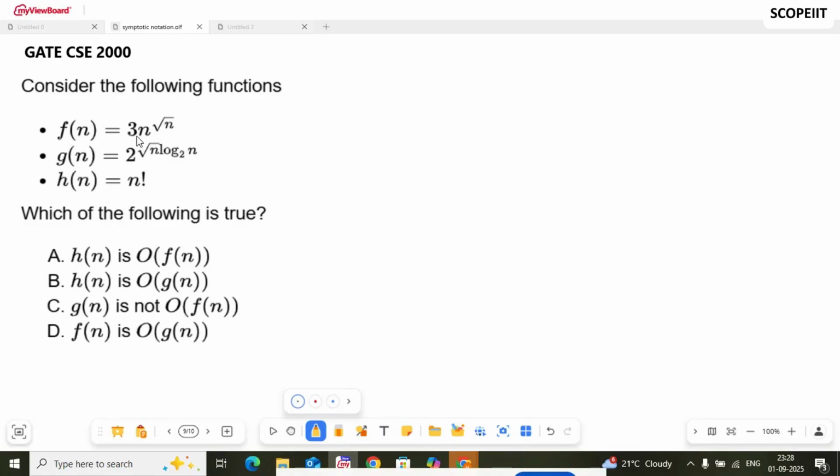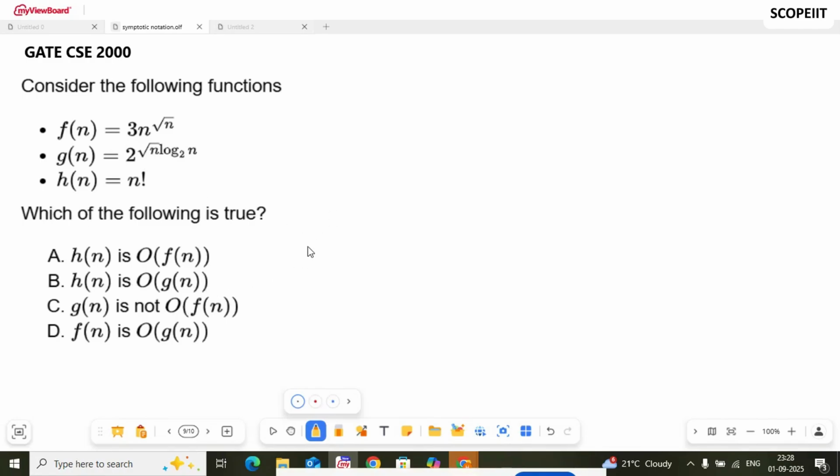f of n is equal to 3 to the power under root of n. g of n is equal to 2 to the power under root of n log n, and h of n is nothing but n factorial. So which one of the following is true over here? Here also we need to do the comparison. Let us start with option A.